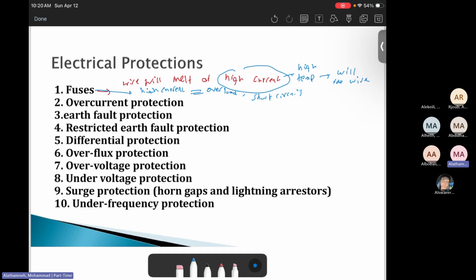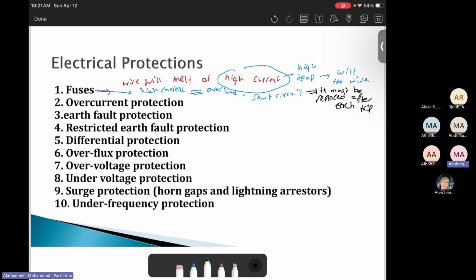The thing about the fuse is that it must be replaced after each trip. Once there is a power outage, you need to replace the fuse, put another one in to solve the problem. So the fuse is cheaper than the other types of protection, but the problem is that once it is tripped and the power is out, you need to replace the fuse, which will cost some money.